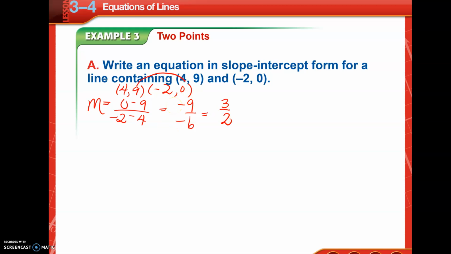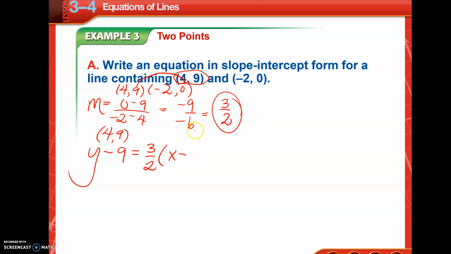So there's my slope, and then I'm going to use one of my points, it doesn't matter which, and put it in point slope. I'm going to use (4, 9). So here's my point, and here's my slope. So y minus the y of my point, 9, equals my slope, 3 over 2, times x minus the x of my point, 4. And then we distribute out the 3 over 2. So y minus 9 equals 3 over 2 x. 3 times negative 4 is negative 12.